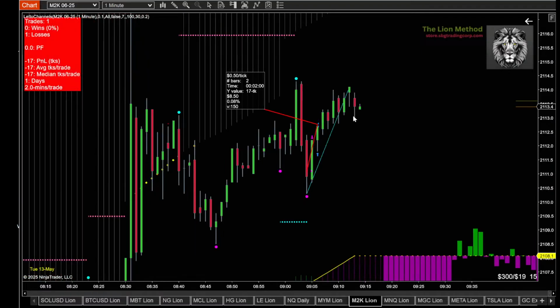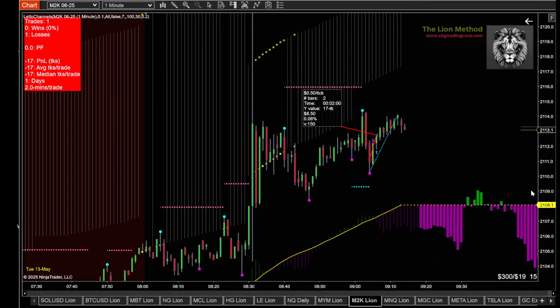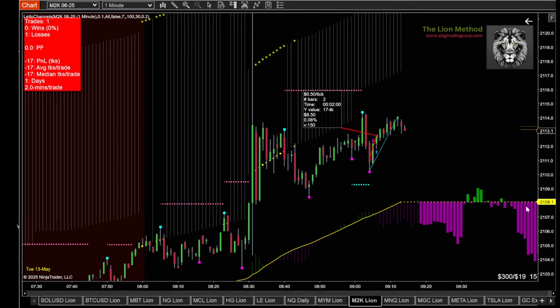All right. Well, a little weakness in the Russell. Since the overbought condition was a little bit aged. That happened at 8:40. It's now 9:15, so 35 minutes ago. Don't want it to be too old. No way to quantify it though.